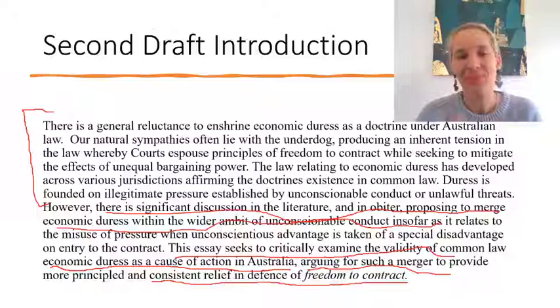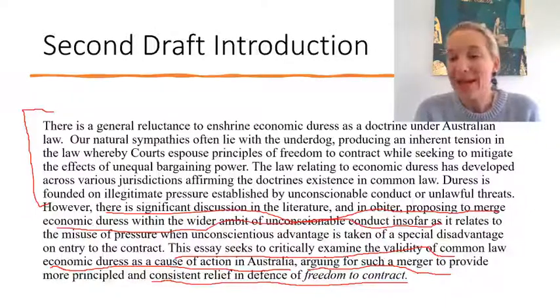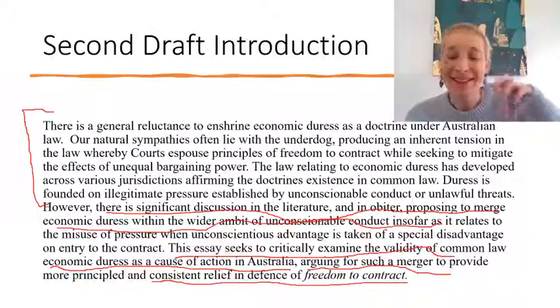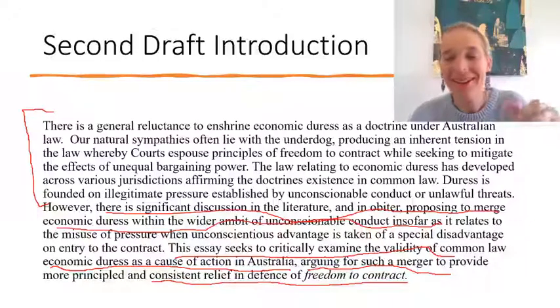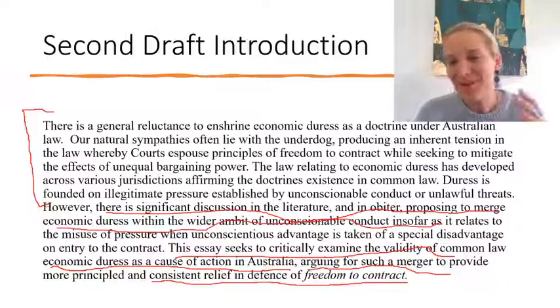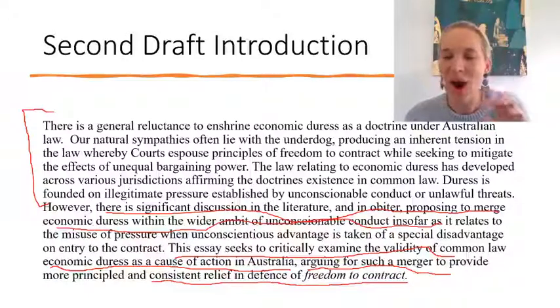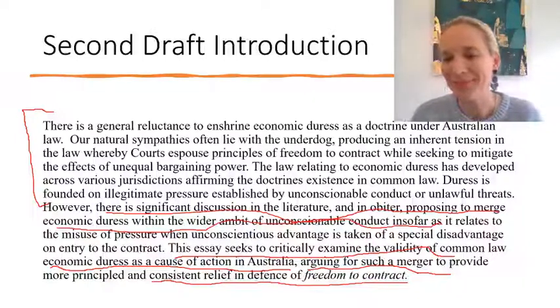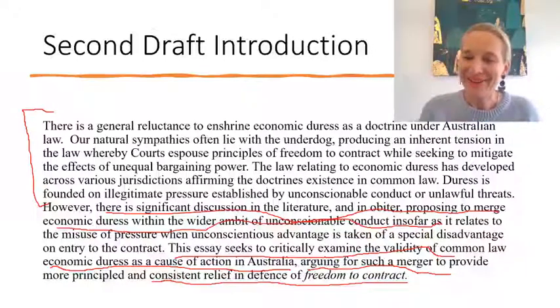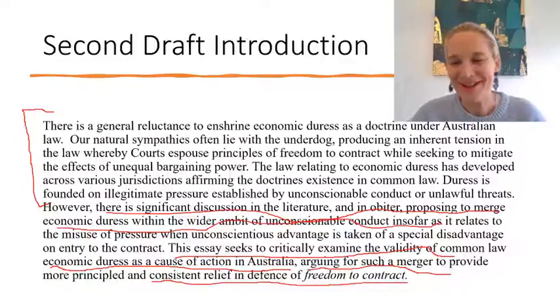So rather than saying there is a general reluctance to enshrine economic duress, tell me what people see the problem as with economic duress. And that is particularly helpful if you then obviously go on to argue that these problems are part of the picture as to why you think the doctrine should move in this particular direction that you're putting forward. So yeah, here we have it. We've got an improvement in the student drafts. They've still got a little bit of way to go, but we're moving in the right direction.